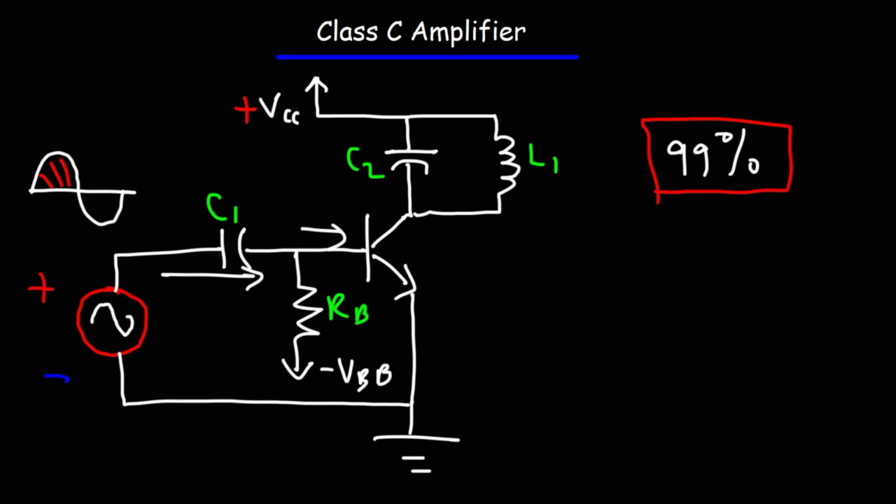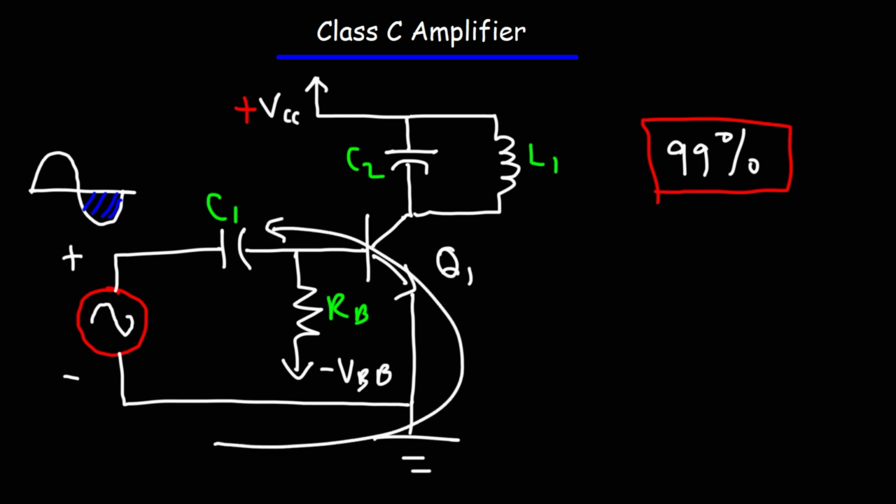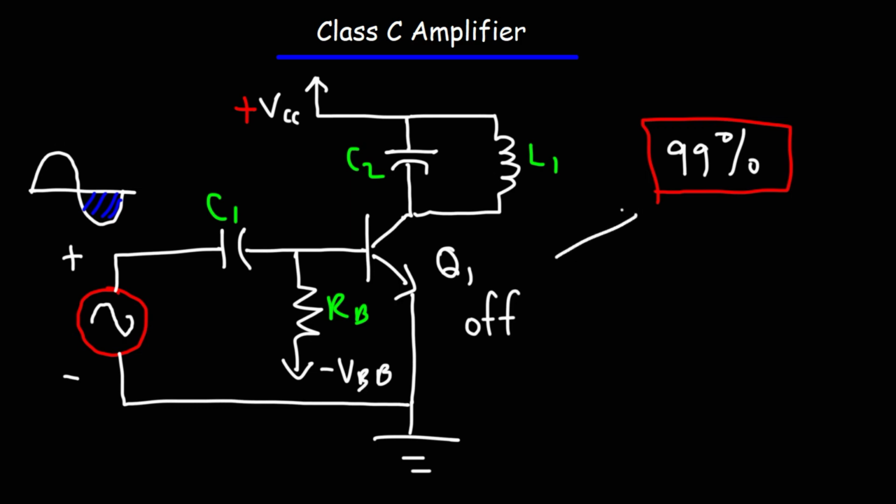During the negative half cycle, Q1 is off. If we put a negative sign here and a positive sign here, current cannot flow in this direction because the base emitter junction will be reverse biased. And so Q1 is off during the second half, but it's on during the first half when the voltage exceeds 0.7. So it conducts for less than 180 degrees of the input cycle. So that's the Class C amplifier. It has a lot of distortion, but the maximum theoretical efficiency is very high.